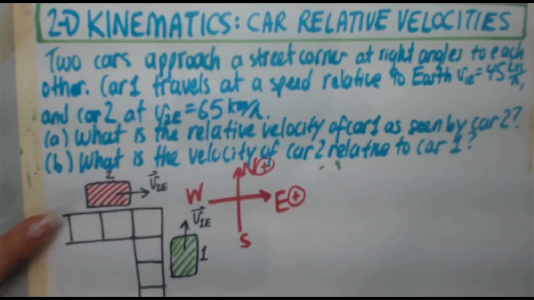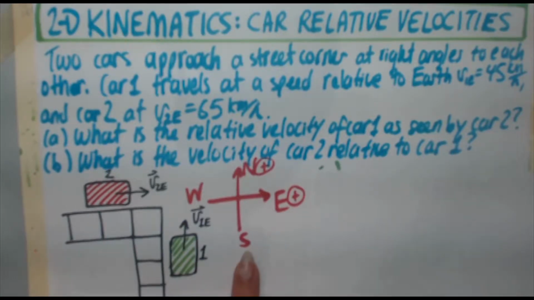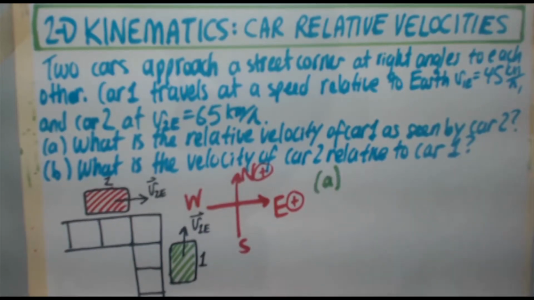Okay, so this is the diagram that's been given in the problem. You've got car 2 going in this direction, car 1 going in that direction. They're moving perpendicular to one another, and so I've established a coordinate system just to keep track of my directions, the northeast-southwest system, where I have established north and east to be positive. Okay, so moving on to part A.